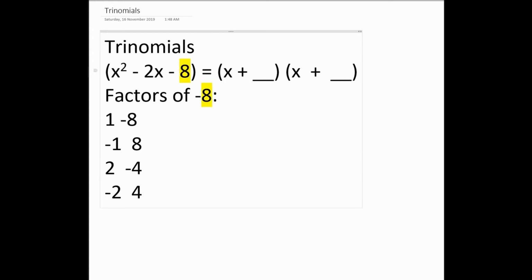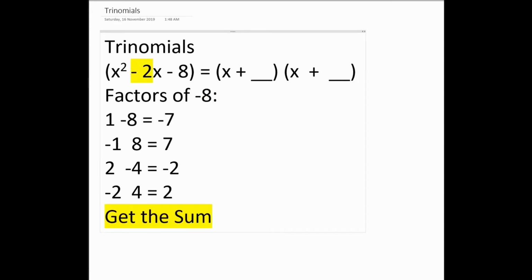So let's look at the third part of the trinomial, which is negative 8. What are the factors of negative 8? We look for the factors of negative 8, which are 1 and negative 8, negative 1 and 8, 2 and negative 4, negative 2 and 4. The next step is we look at the second term, which is negative 2x. Among the factors of negative 8, which of them will result in a sum of negative 2?